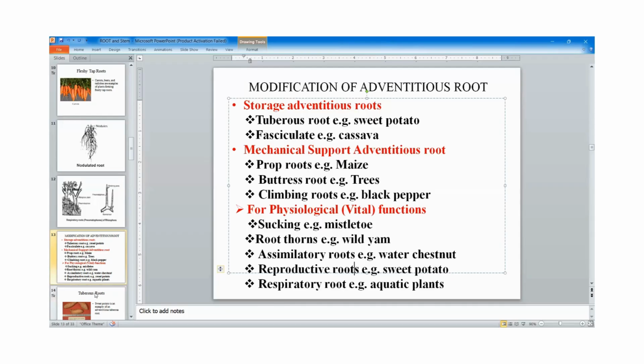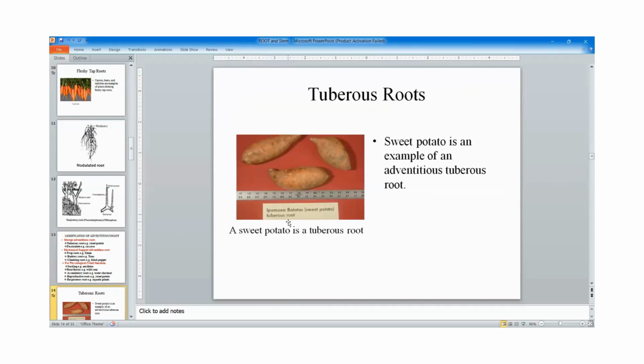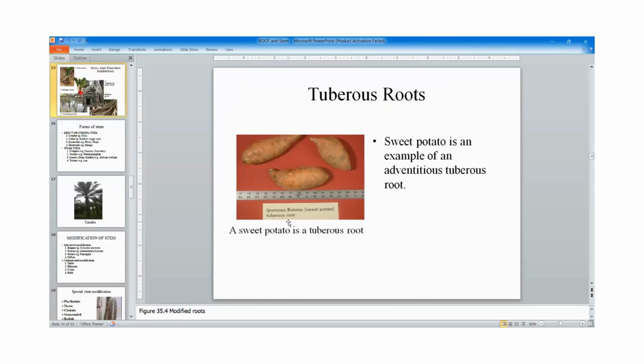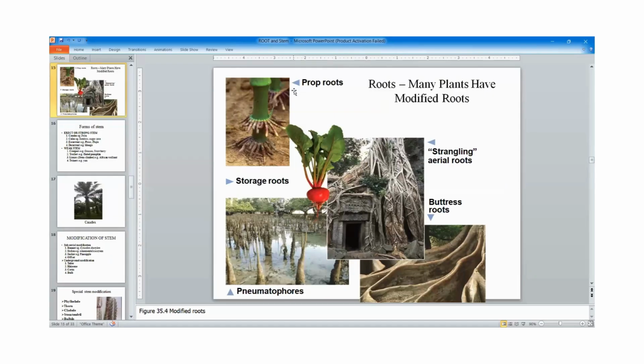You can see the picture of sweet potato here, that adventitious root. You can see the prop root, the sugar beet for storage. We have the climbing root, we have the buttress, and we have the respiratory root.